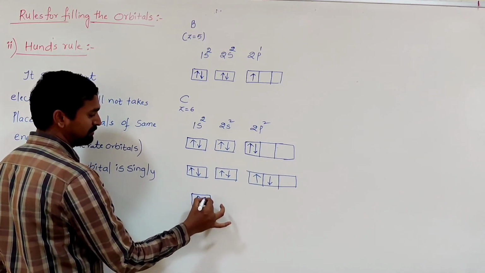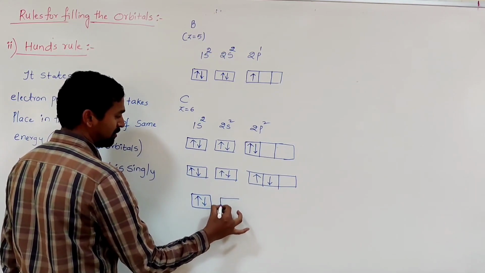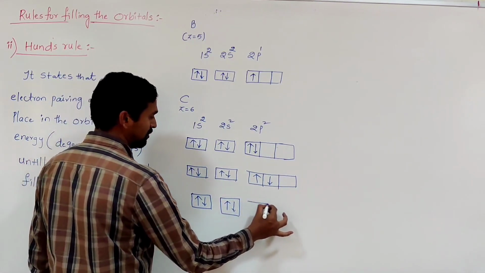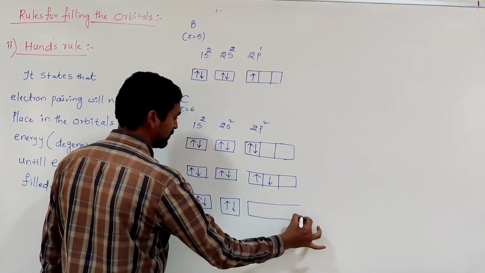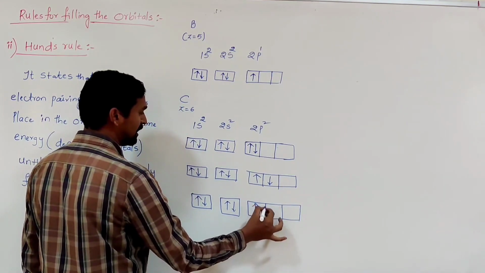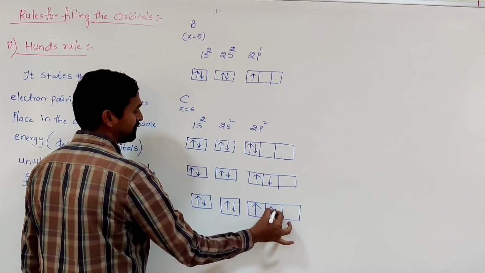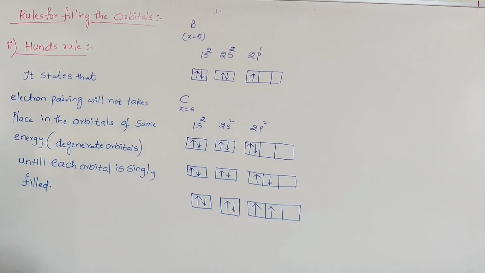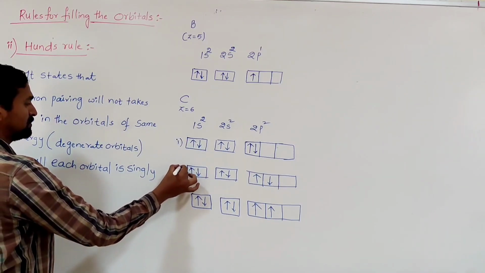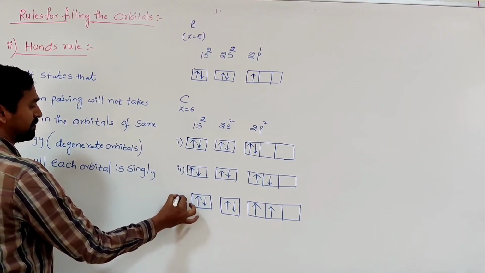so 1s2, 2s2, and 2p2. So all the orbitals are having the same energy, so that I can write with parallel spin. These are the 3 possibilities I have written. First possibility, second possibility, third possibility.